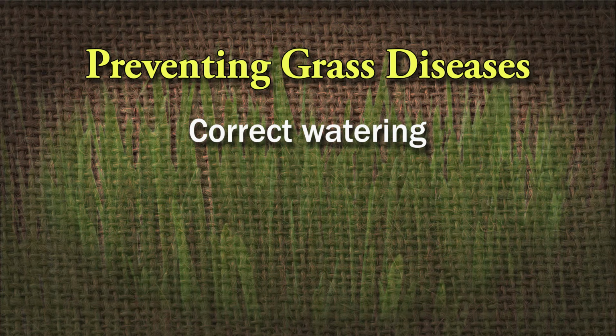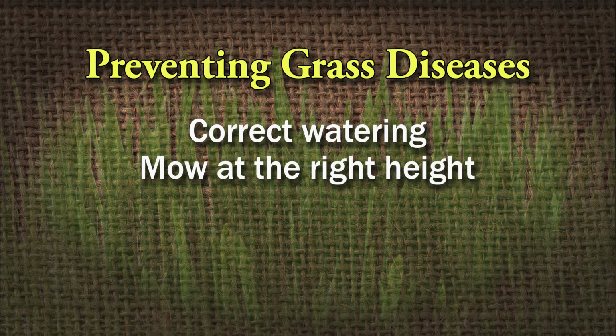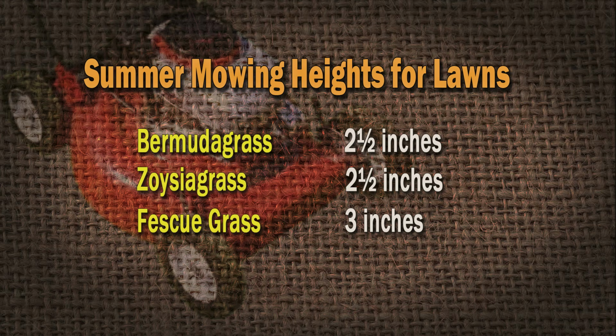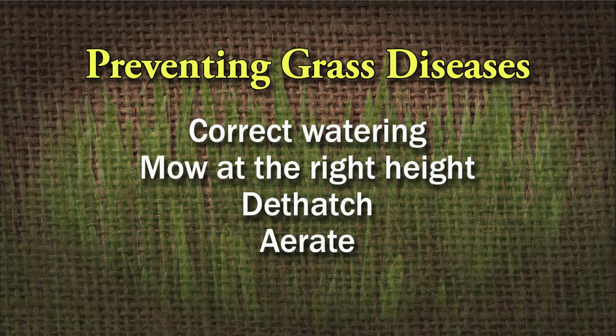Okay. So let's again tell the folks about the cultural practices. One of the things is watering. Cut at the right height. Bermuda grass in Georgia, you want to keep about 2.5 to 3 inches tall during the growing season. You can leave the clippings on the lawn. You use a mulching mower, and that adds organic material to the soil. And also, like I say, dethatch and aerate. You want to have good drainage.